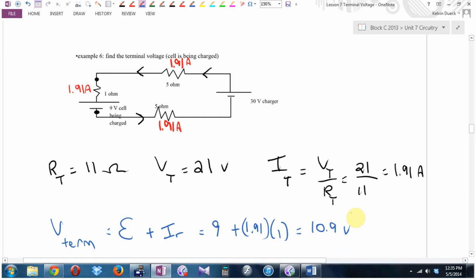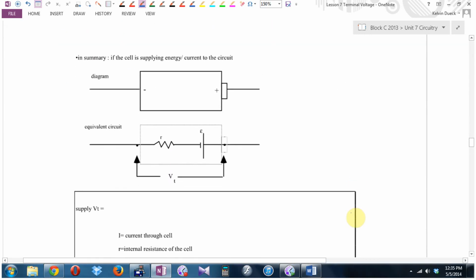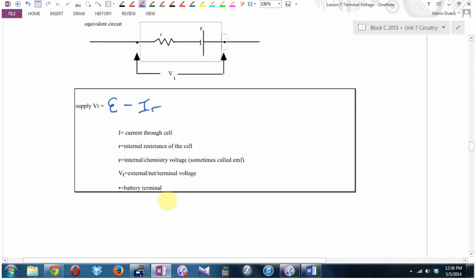EMF, does EMF ever change? It's constant. It's what's printed on the side of the battery. It's your maximum theoretical before you hook it up to anything. Usually symbolized with an E, an epsilon. So, in summary, if we're supplying terminal voltage, it is that maximum minus what you lose, maximum minus the bump. That goes in that box.